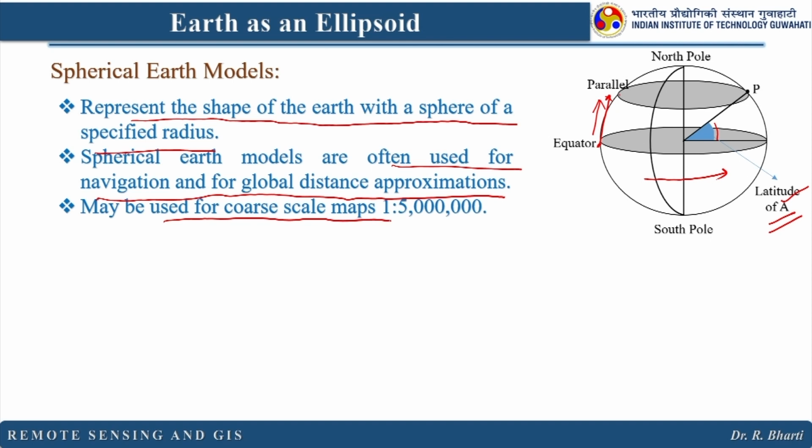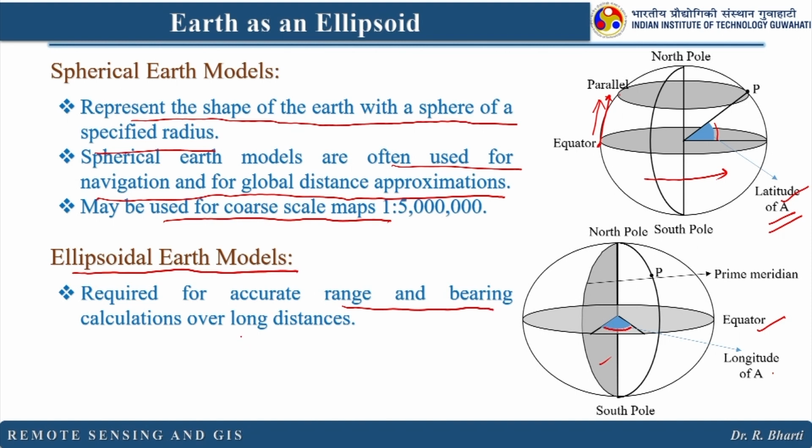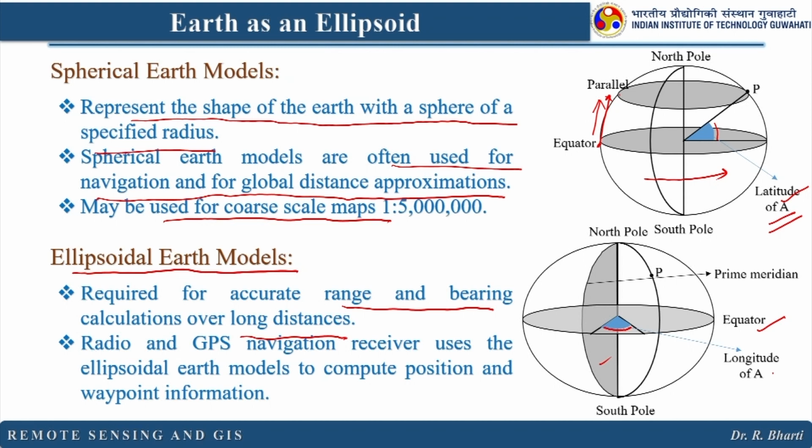They may be used for coarse scale maps, because as we know our earth is not a spherical model, right? So it has to be different from a sphere. That's why we have shifted to the ellipsoid, which best represents our earth, where we have this prime meridian, you can see here, equator, longitude, again coming in this direction, right? It is required for accurate range and bearing calculation over long distances. This is more accurate than the spherical earth model that was used for global approximation. Very coarse scale maps can be generated with that, but when we want to find very minute or very small places and their exact location, then we should go for the ellipsoid. The radio and GPS navigation receiver uses the ellipsoidal earth model to compute position and waypoint information.